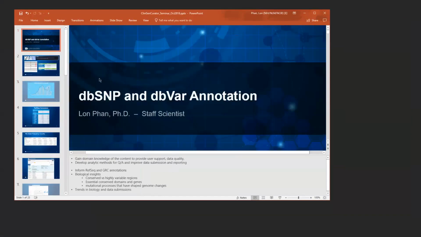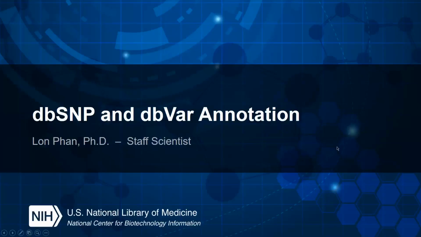So I'm a staff scientist at NCBI. I'm in charge of a couple of variation resources here, mainly dbSNP and dbVar. A lot of you have probably heard about dbSNP. dbVar is our sister database: dbSNP is just for small variations, and dbVar is our sister database of large structural variations.